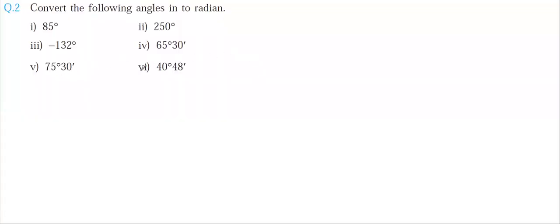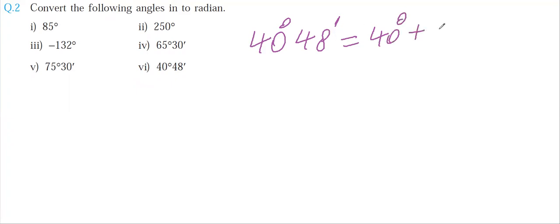Okay. Fifth one is homework. Now the sixth one I am going to do. Here it says 40 degree 48 minutes. I want to convert this into radian. So first let's convert these 48 minutes into degree. How to convert? 48 divided by 60. This will give you degree. Now you need to add this.